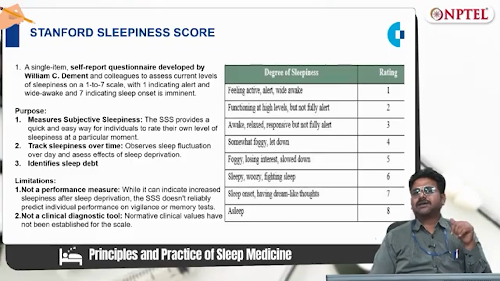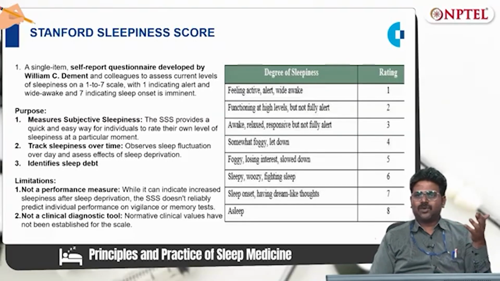This is the Stanford sleepiness scale, which rates from 1 to 8. 1 means feeling active, alert and wide awake. 2 means functioning at high levels but not fully alert. 3 means awake, relaxed, responsive but not fully alert. 4 means somewhat foggy, let down. 5 means foggy, losing interest, low down. 6 means sleepy, woozy and fighting sleep. 7 means sleep onset, having dream-like thoughts. 8 means the patient will fall asleep.